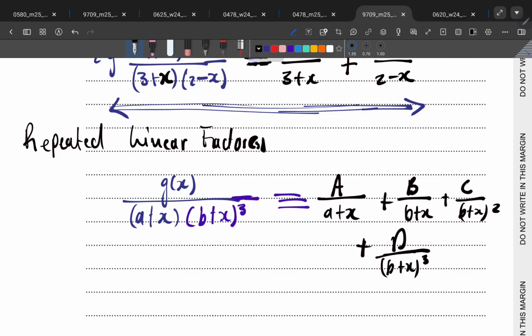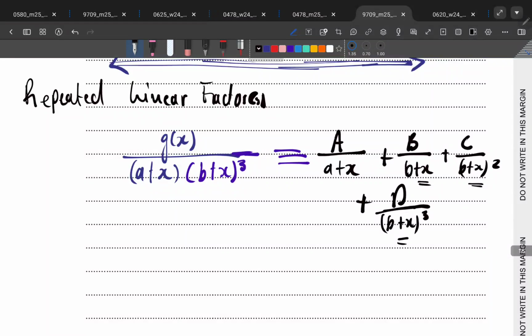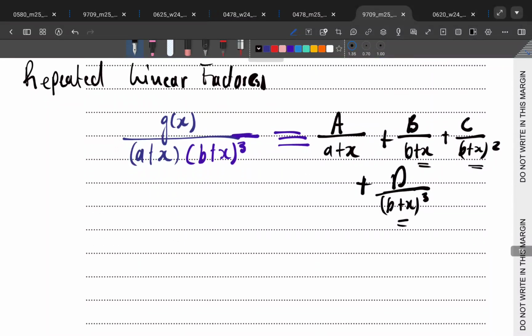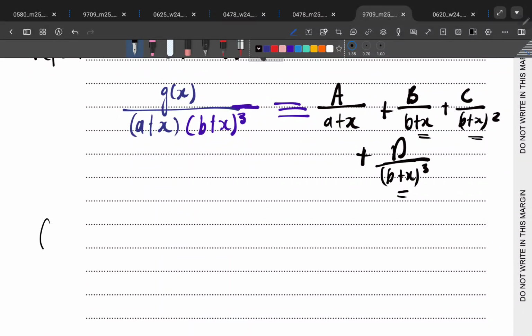So what must you know? For a repeated linear factor, you put it from the power of 1 all the way until you get to the power which is outside. But you'll be putting only one letter each. And now our job will be to find the A, the B, the C, and the D. That is what our job will be. This is called a repeated linear factor. Are you understanding? Now we could have the third case, which is called a quadratic factor.